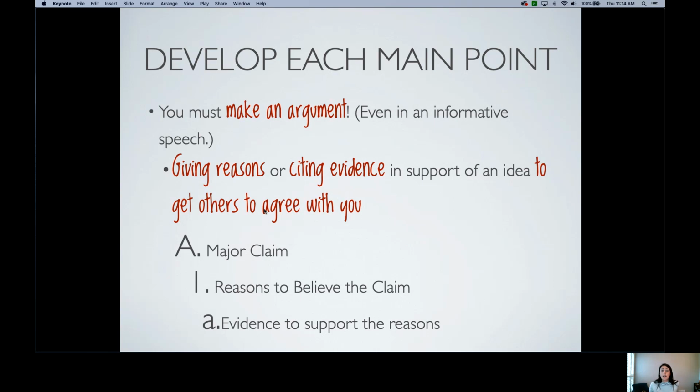You know what I just did? I had a major claim: You're so dirty and lazy. I gave a reason to believe the claim: You never clean up the kitchen. I gave evidence to support the reason: You cooked chicken fried steak almost a week ago and it's still in there.